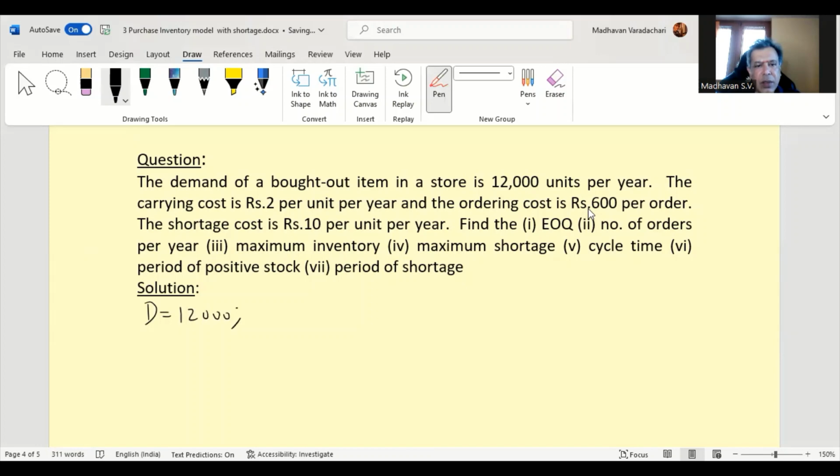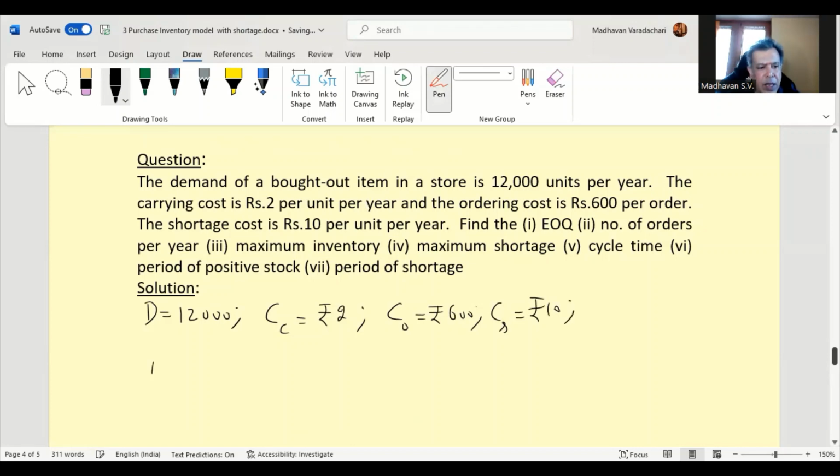Then carrying cost per unit per annum is given. So CC is given as rupees 2. Then ordering cost per order is given. So CO is given as rupees 600. Shortage cost is also given. That is the reason this is a purchase model with shortages, because they gave us ordering cost and shortage cost. So CS is given as rupees 10 per unit per annum.